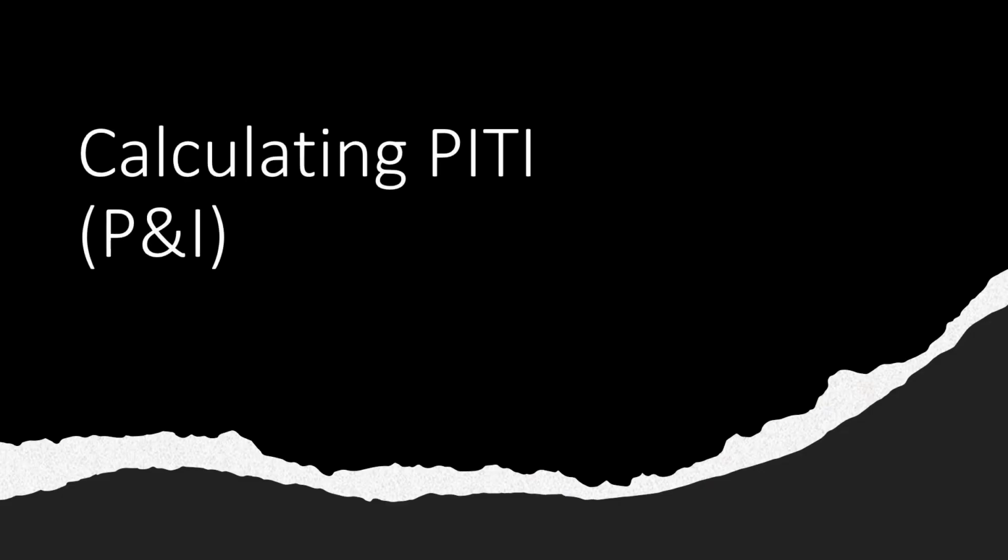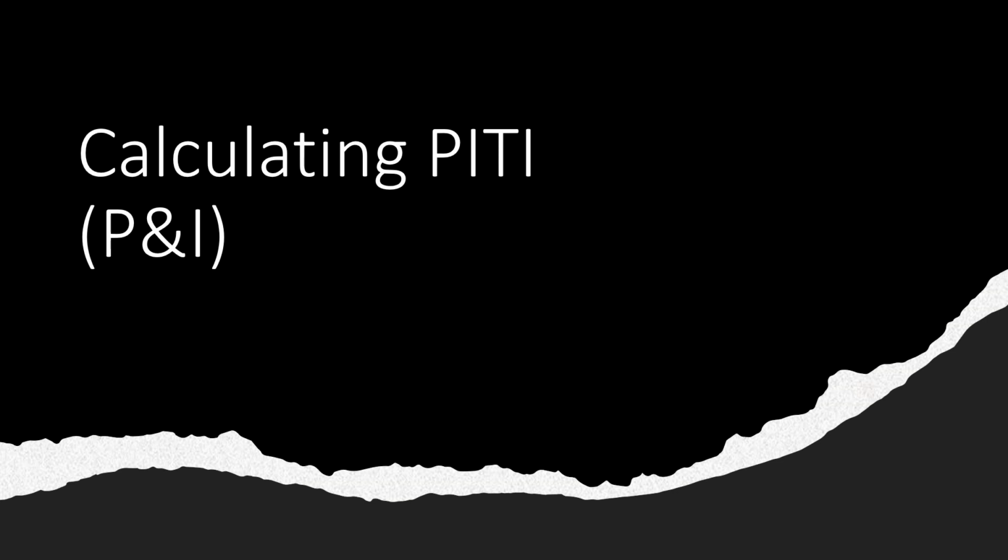Calculating PITI. Once you find out how much the principal and interest payment is going to be per month, in a fixed amortized mortgage, it's going to be the same. So let's say that it's $1,000 a month. We're going to make it easy for mathematical purposes. And T and I stands for taxes and insurance. So let's say the property taxes are $2,400 a year and the hazard insurance is $1,200 a year.